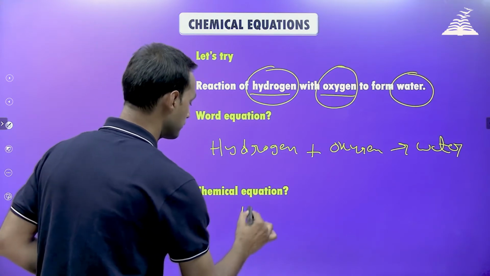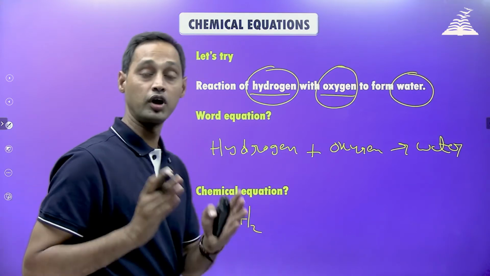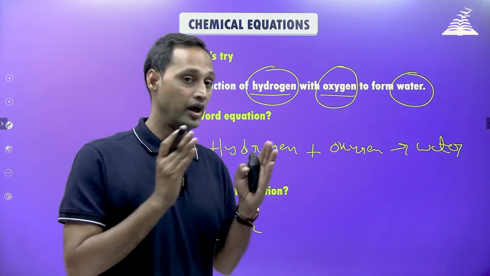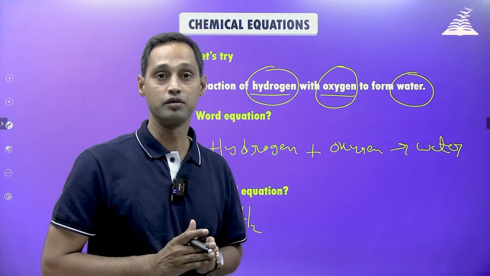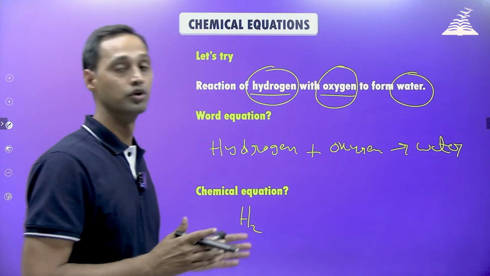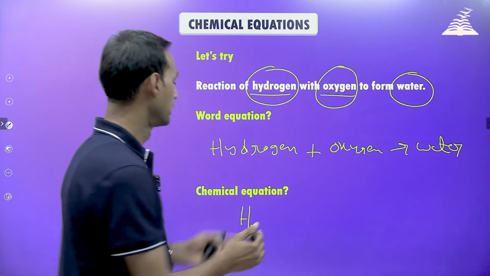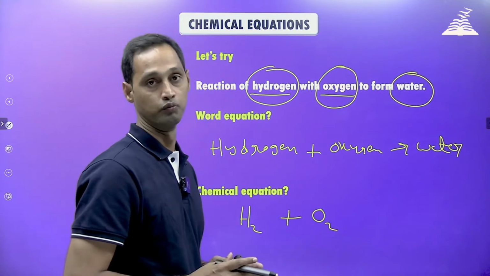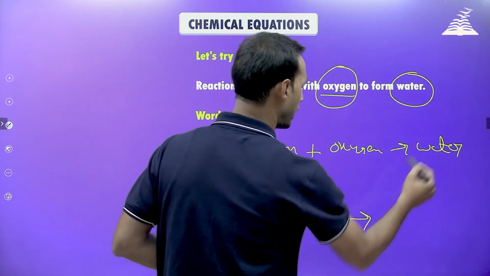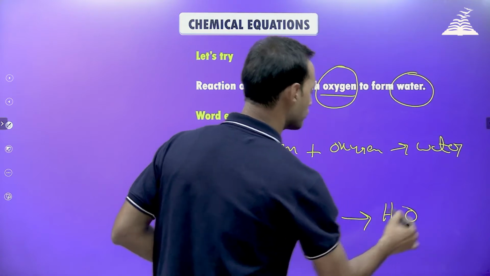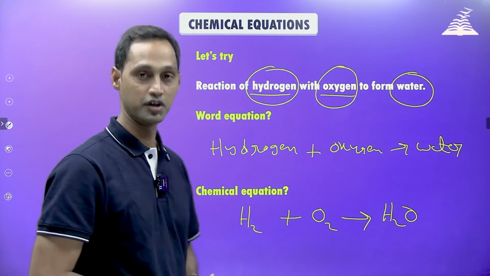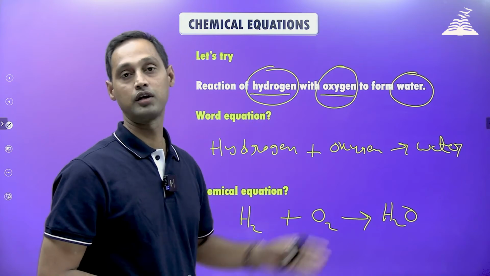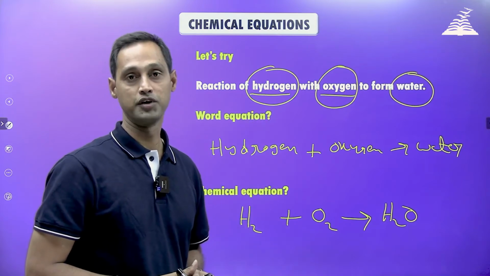Hydrogen symbol, we don't write H because hydrogen is an element which exists in the form of a molecule in nature. So I write H2, in the form of a molecule. In the same way, oxygen as well, we write O2. And then water, molecular formula H2O. So this is the chemical equation. We have now learnt how to write a chemical equation.